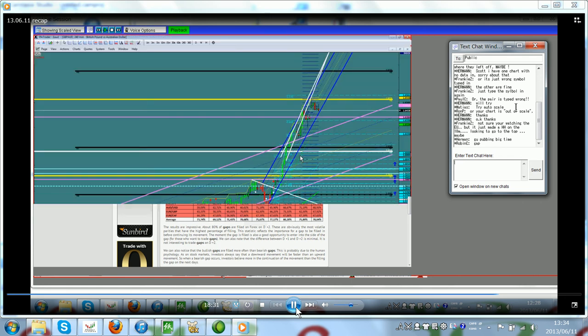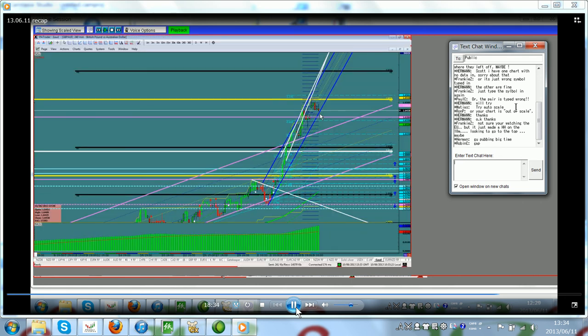80%. Yeah, 80% chance of filling the gap on this. I'm not going to trade against an 80% gap.